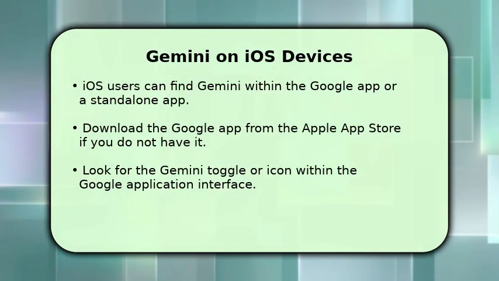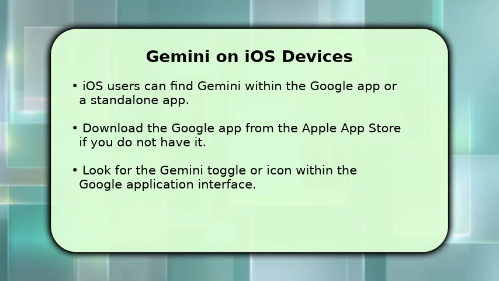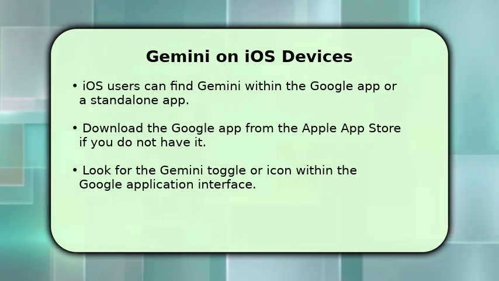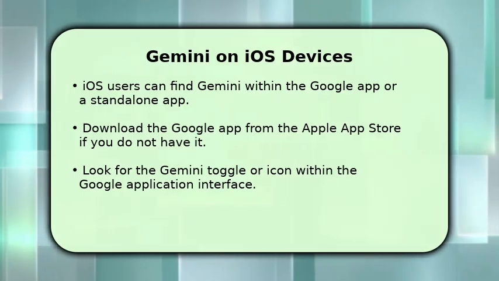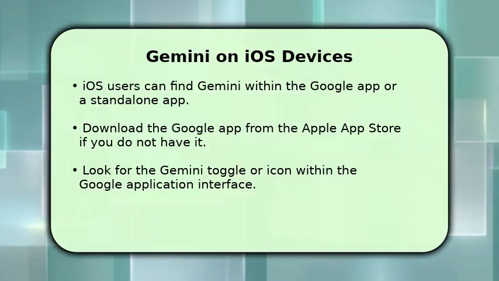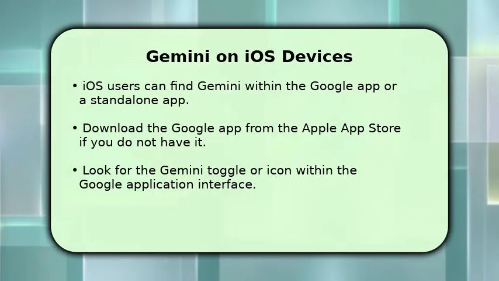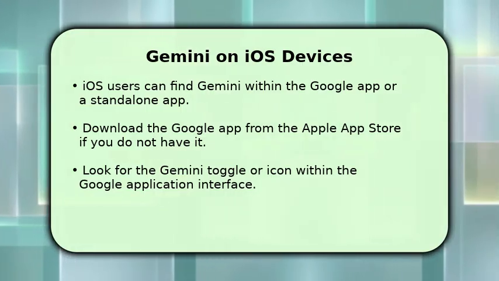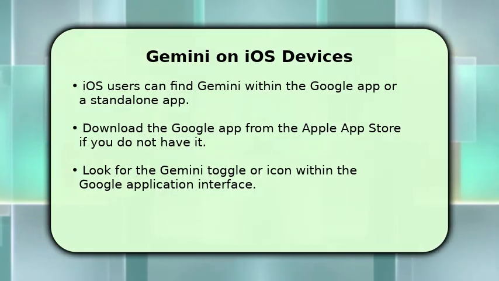If you are an iOS user, getting Gemini on your iPhone or iPad is also simple. You will typically find Gemini integrated within the main Google app, which is available for free in the Apple App Store. If you do not have it, download the Google app first. Once installed, open it and look for a Gemini toggle or icon to activate and begin using its capabilities. This provides a seamless experience.